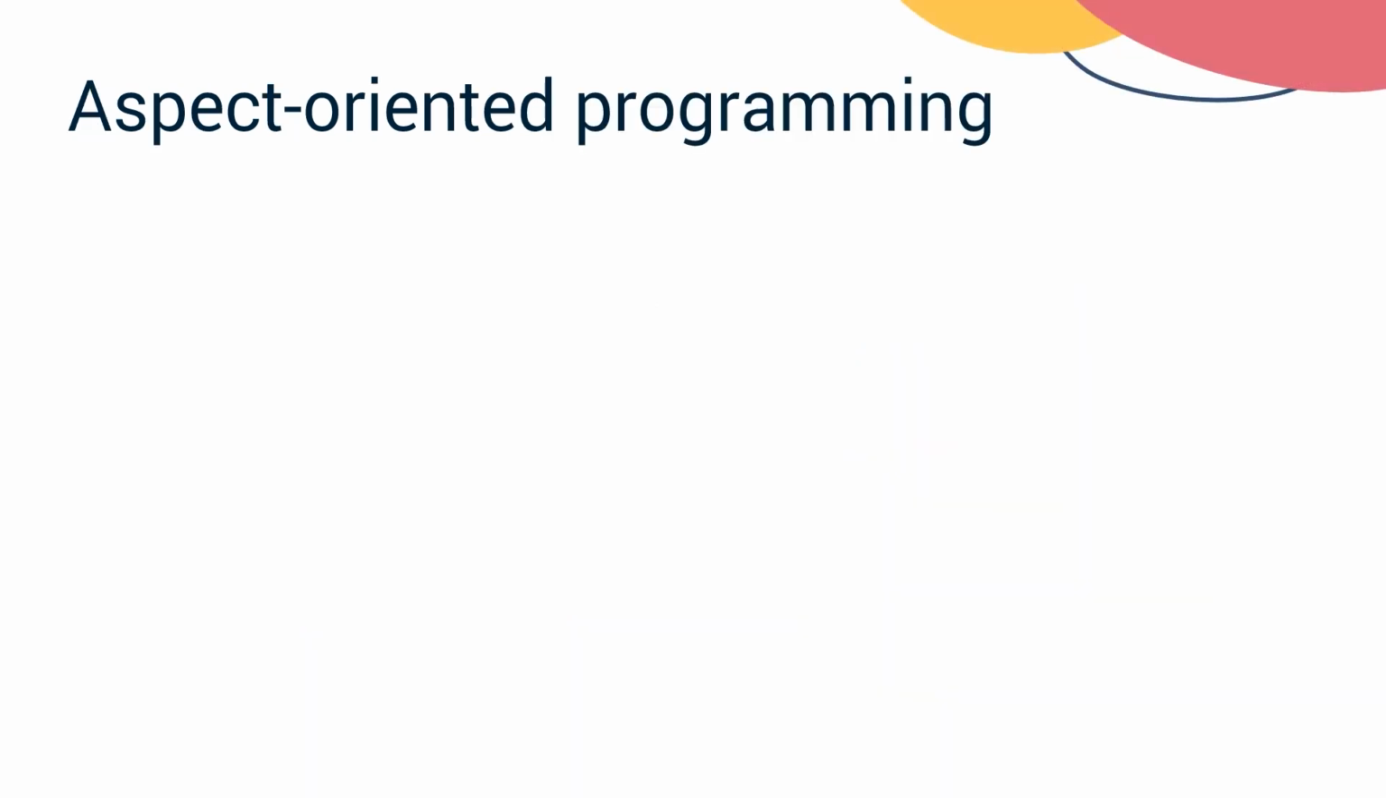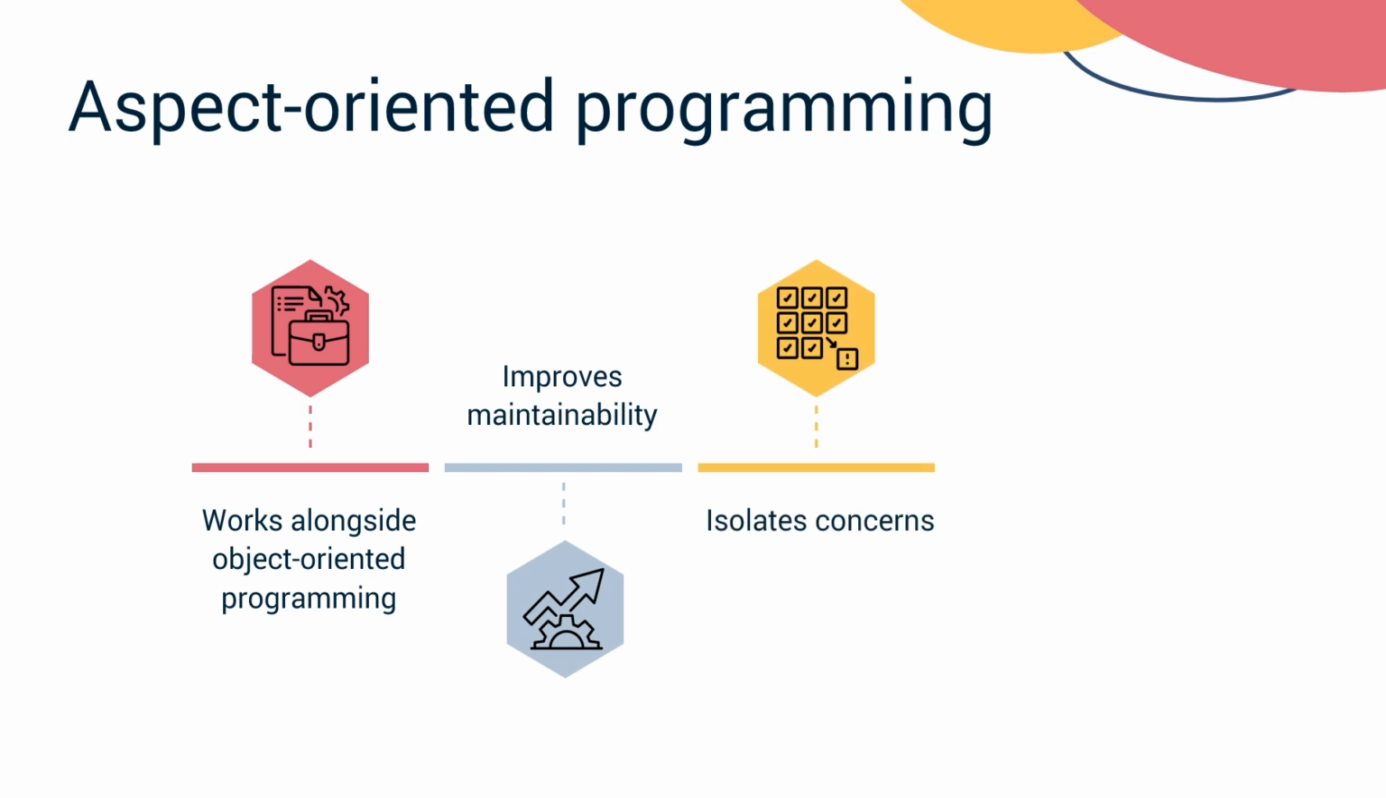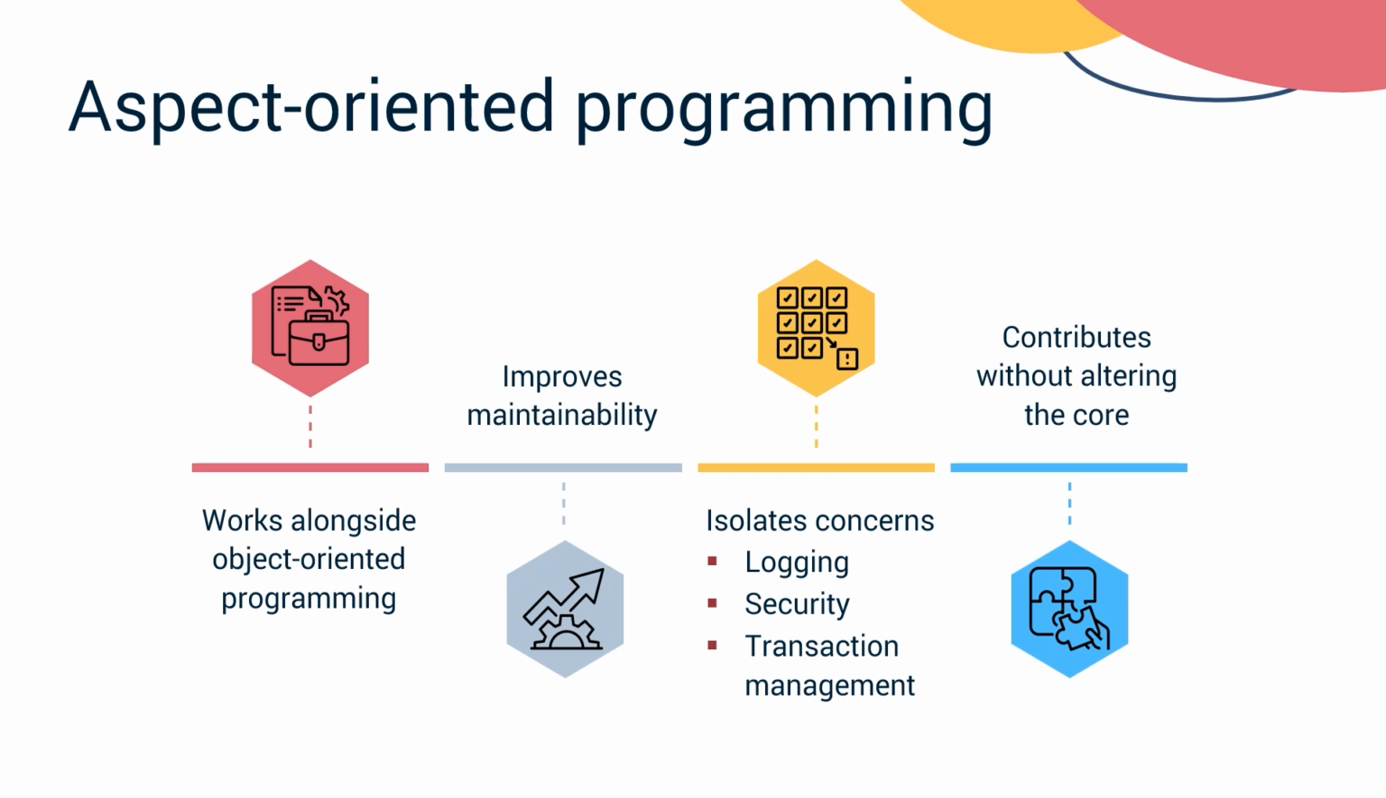Aspect-oriented programming, or AOP, is a programming paradigm that works alongside object-oriented programming. It improves application maintainability by isolating concerns relevant across multiple parts of the application, such as logging, security, and transaction management. AOP can be compared to adding layers to a cake, where each layer represents a different aspect, such as flavor or decoration, contributing to the overall structure without altering its core.